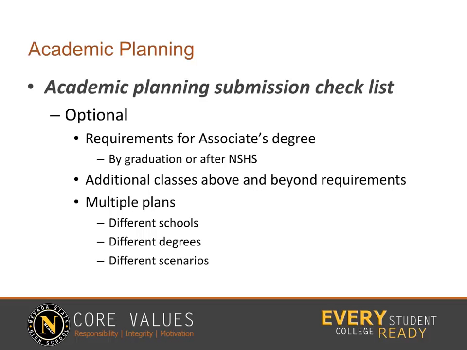Here are some optional things to look for on your planning form before submitting it. Did you plan to get an associate's degree? Do your classes meet all requirements for that degree? Do you plan to take additional classes above and beyond what Nevada State High School will pay for? It's also a good idea to have multiple plans to cover different schools, different degrees, or situations you might be in. You only need to submit one form to Nevada State High School, but that doesn't mean you should just stop at one. Click to the next slide when you're ready.